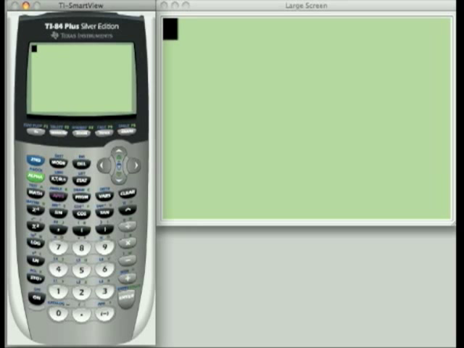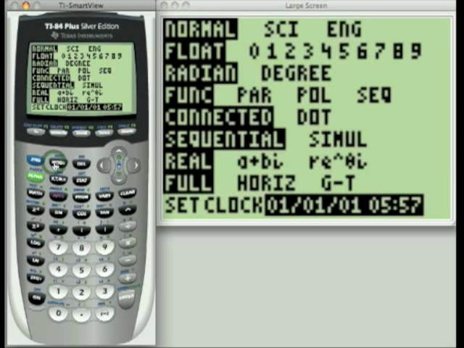Hello everyone, today's tutorial is going to go over the mode button. The mode button is located in the top left hand corner of your graphing calculator right next to the second function button. If you press this button, a menu comes up that shows us all the different settings that we could set our calculator to.